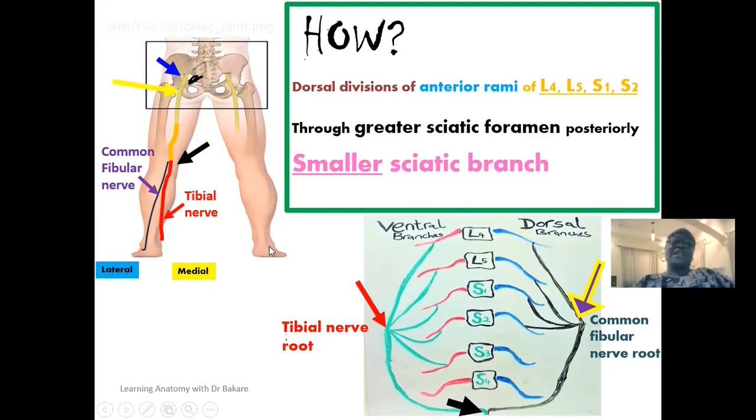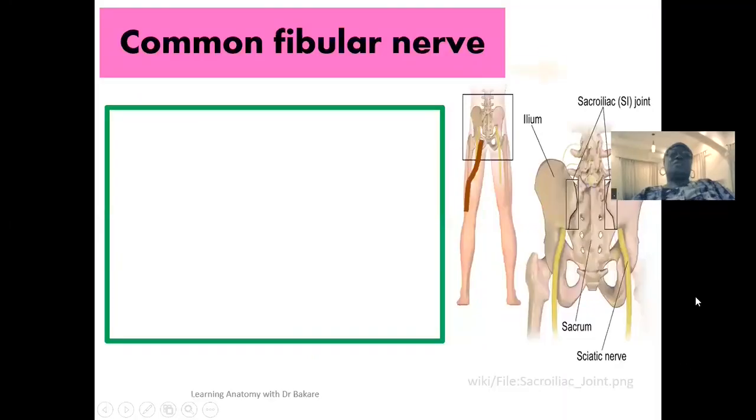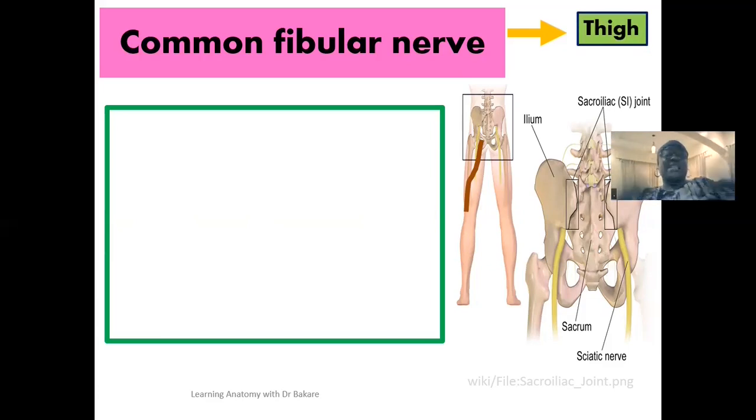So let's drive further to see the course of the common fibular nerve and also the different branches that are seen to emerge from it. So driving through, we'll be looking at the common fibular nerve around the thigh region. Remember in our previous slide, we tried to establish that the common fibular nerve and the tibial nerve, these two nerves have roots that are contained in a single sheath. And at this region, they are referred to as the sciatic nerve.